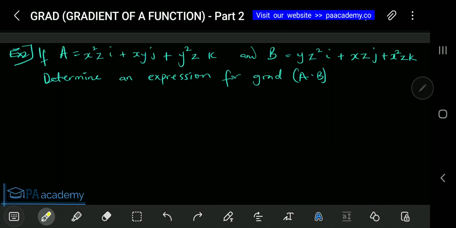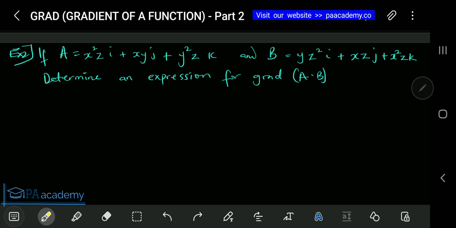Hello and welcome back to the second part of this video on grad, which is the gradient of a function. In the previous part, we looked at an introduction of what grad is, the formula, and then we looked at one example. In this second part, we are going to look at how to solve this example.